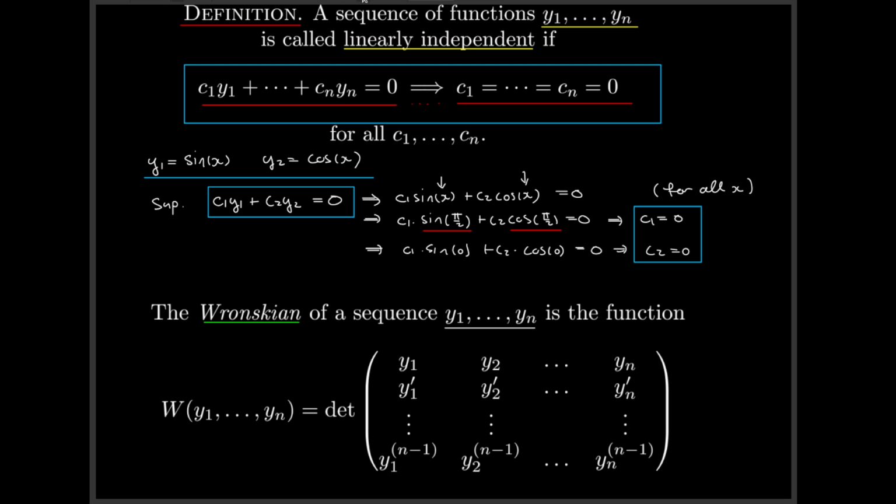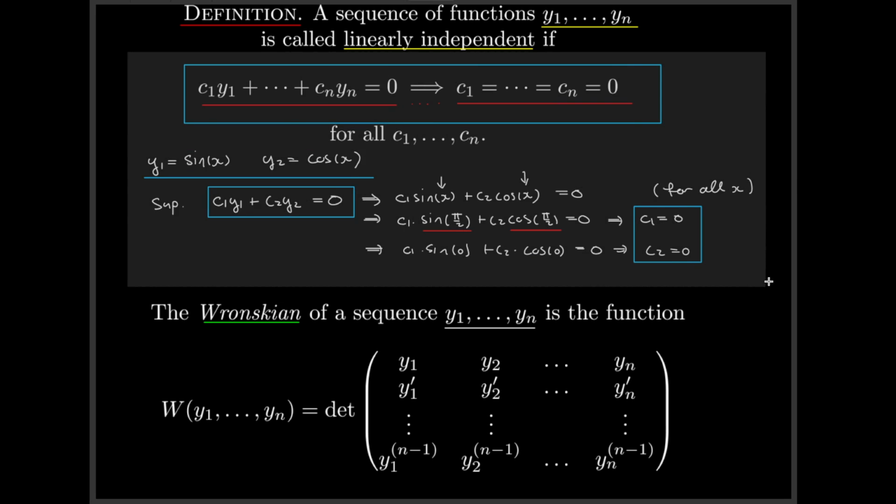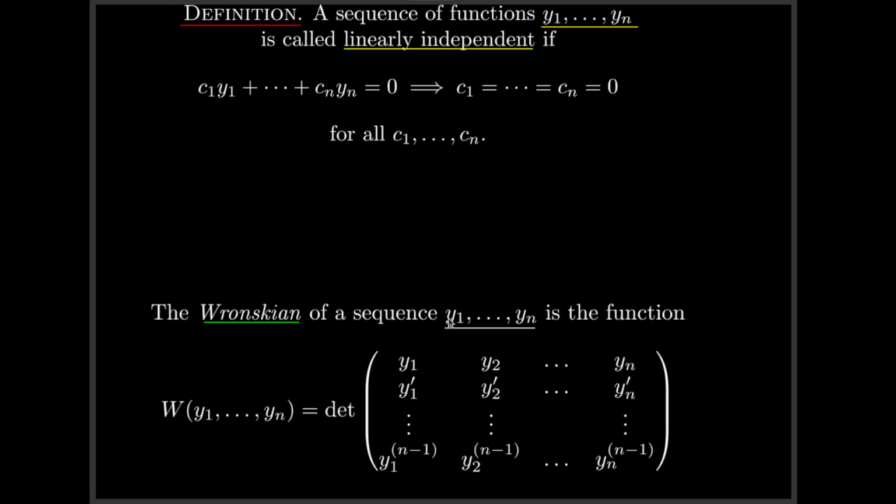And luckily there is, and this involves what's called the Wronskian. So given a sequence of functions, y1 up to yn, we can compute the Wronskian, which is another function of x. If y1 up to yn are functions of x, then so is the Wronskian. And the way you compute the Wronskian is you put the sequence in the first row, and then you produce the other rows just by differentiating.